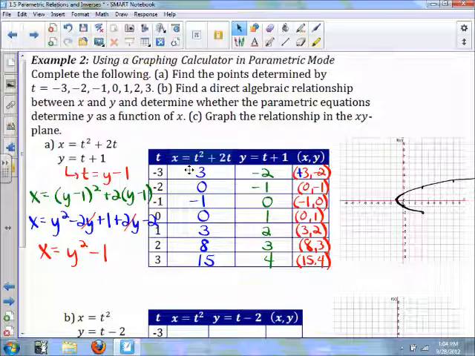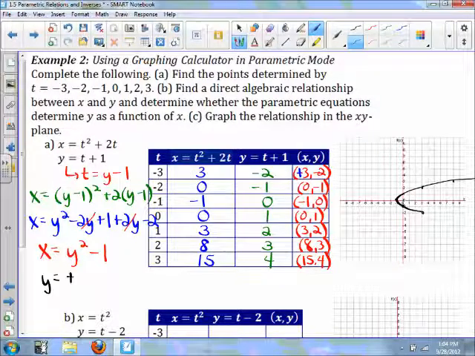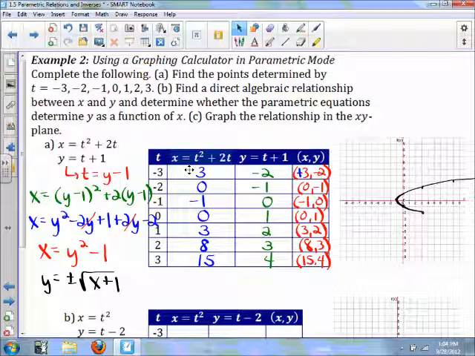And if you truly wanted to solve this for y, we'd end up getting y will equal plus or minus the square root of x plus 1, which is exactly what that is had we solved it for y. So you can see that it's going to be a square root function pushed to the left 1, which is what we got.